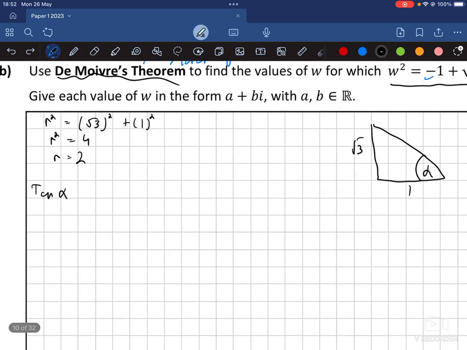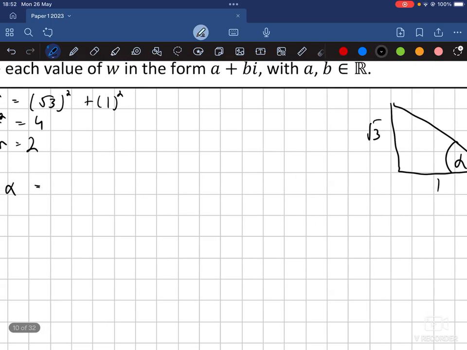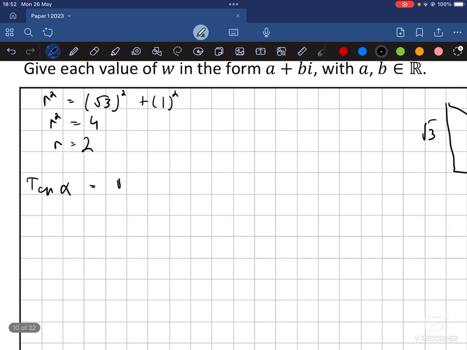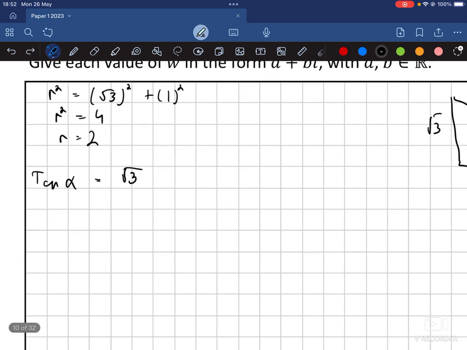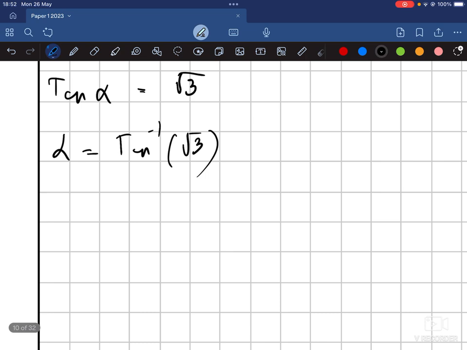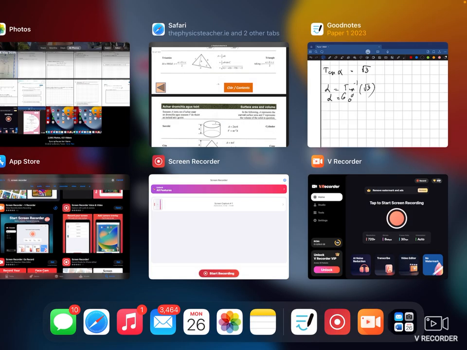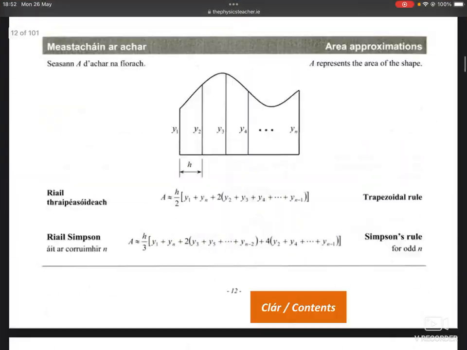So we can say that tan of alpha is equal, remember tan is equal to the opposite over the adjacent, so root 3 over 1. Okay, and root 3 divided by 1 is just root 3. So we can just leave it like this. Then we can say that alpha is the tan inverse of the square root of 3. I actually don't have my calculator on me still, but remember I'm going to do it in degrees. I think it's 60 degrees, and I can check quickly.